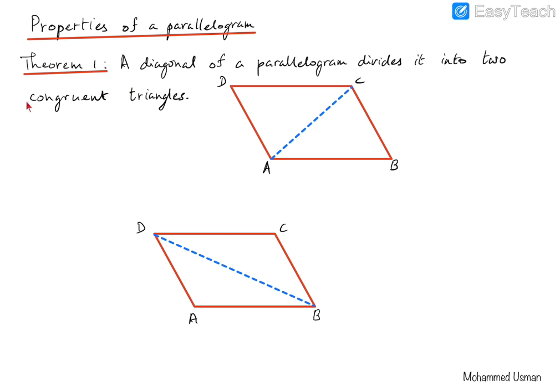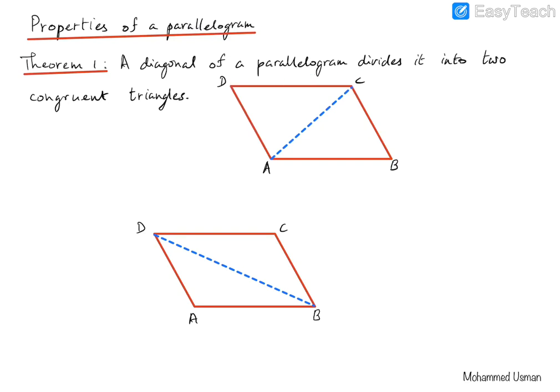We have seen the meaning of congruent triangles in the previous chapter. So if we put a diagonal line inside the parallelogram, it divides it into two triangles, and these two triangles are congruent to each other. So in our parallelogram ABCD, if we draw a diagonal AC, it forms two triangles. ABC is one triangle and ACD is the other triangle.